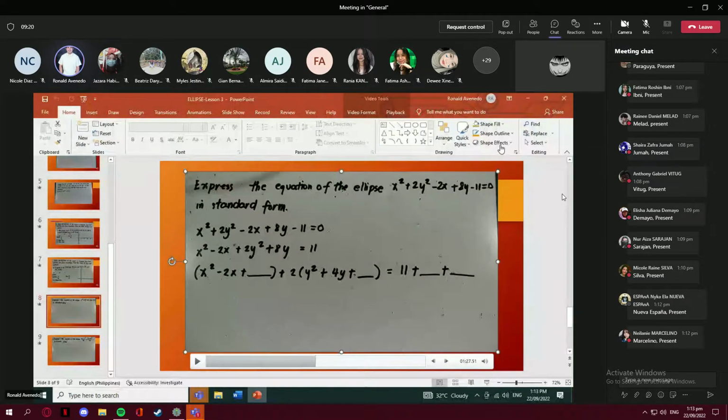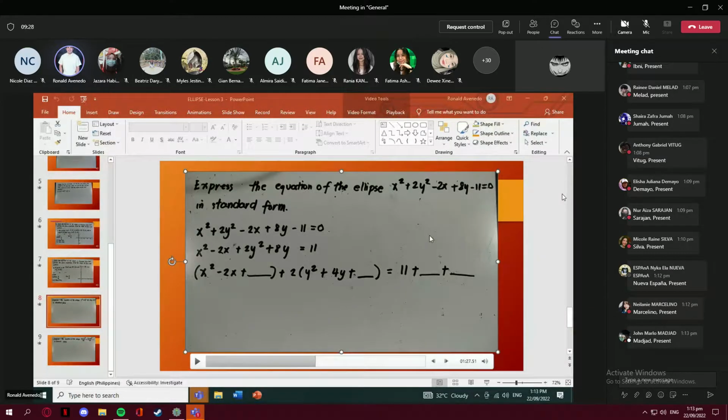Observe the last step in the y group. For the y group, you have 2y squared plus 8y. The first thing to consider when performing completing the square is the value of a. Remember that the standard form of a quadratic is ax squared plus bx plus c. When I say a, it is the numerical coefficient of the first term with the exponent of 2. So here you have 2y.